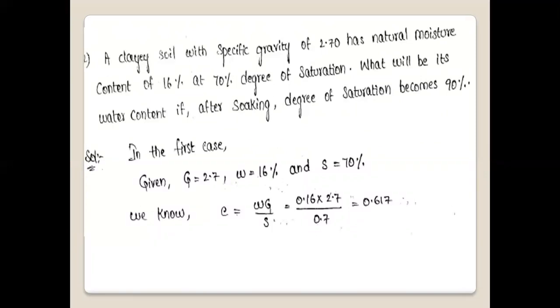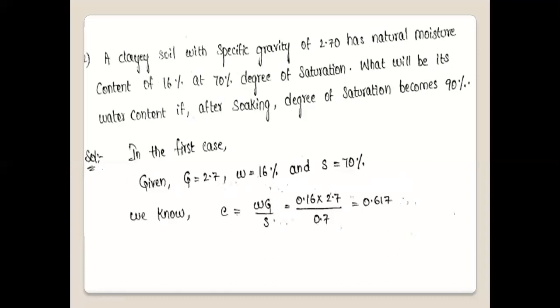A clayey soil with specific gravity of 2.7 has a natural moisture content of 16 percent at 70 percent degree of saturation. What will be its water content if, after soaking, the degree of saturation becomes 90 percent? So first we solve this problem.